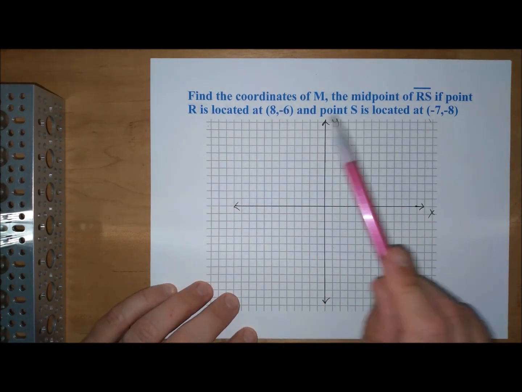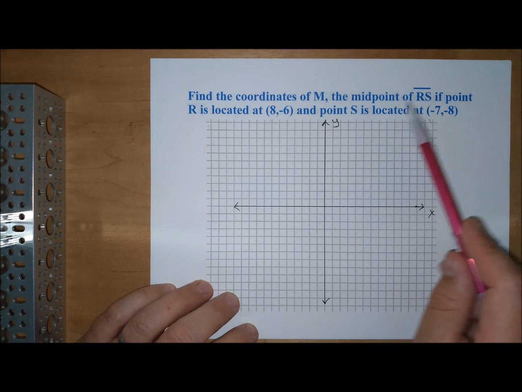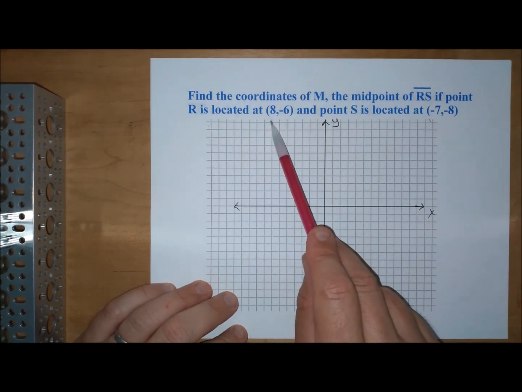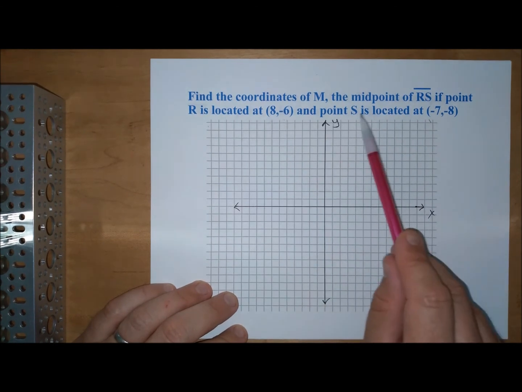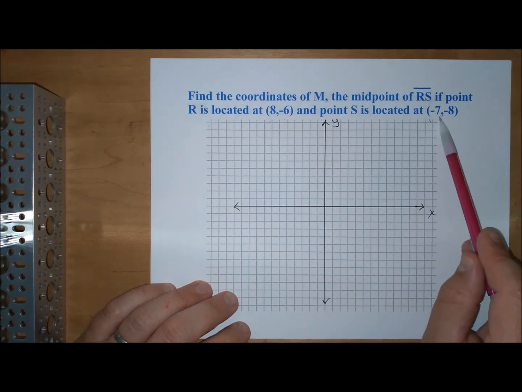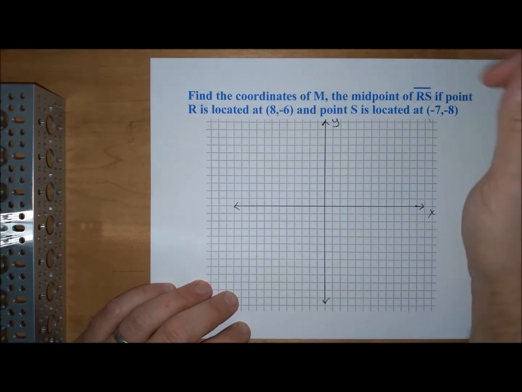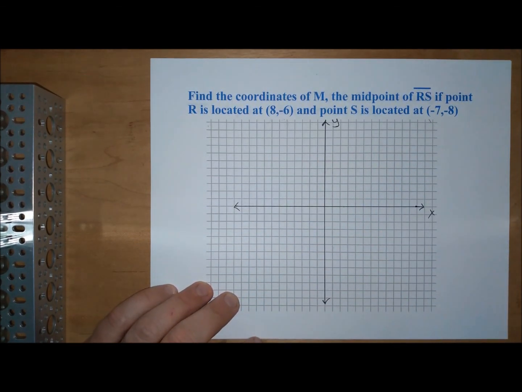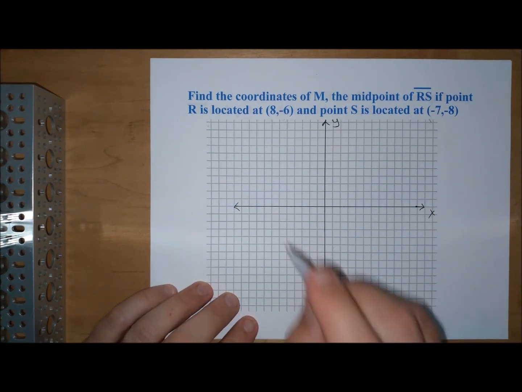They want us to find the coordinates of M, which is the midpoint of segment RS, if point R is located at 8, negative 6, and point S is located at negative 7, negative 8. And I encourage you, no matter how many of these problems you've done, read them carefully, because the next example, we're going to throw in a little twist. But I see that R and S are the endpoints of this line segment that we're talking about.